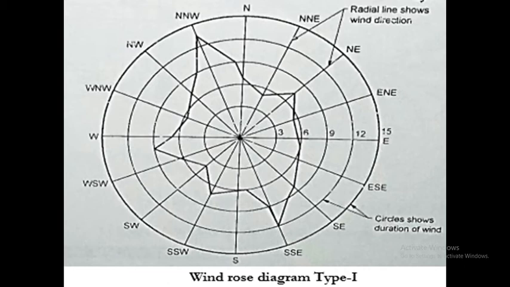Are you clear? Okay. The wind data should usually be collected for a period of at least 5 years and preferably 10 years so as to obtain an average data with sufficient accuracy. The best direction of runway is shown along the direction of the longest line on the Windrose diagram. Are you clear or not? Okay, this is the type 1 Windrose diagram.